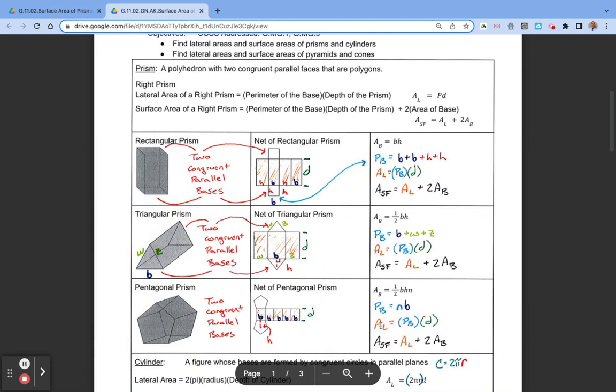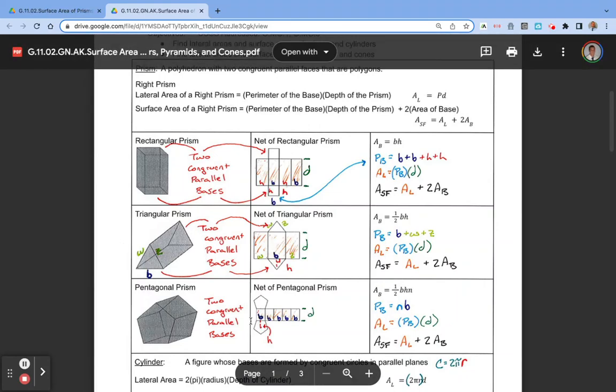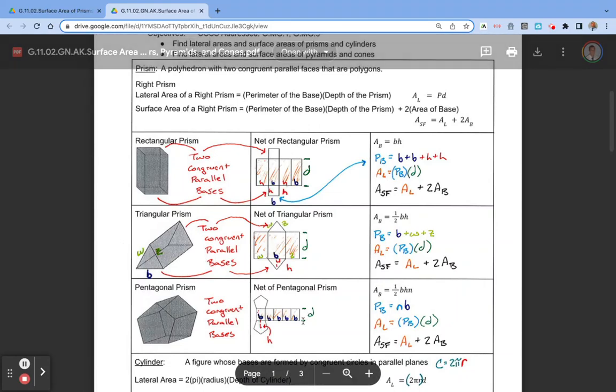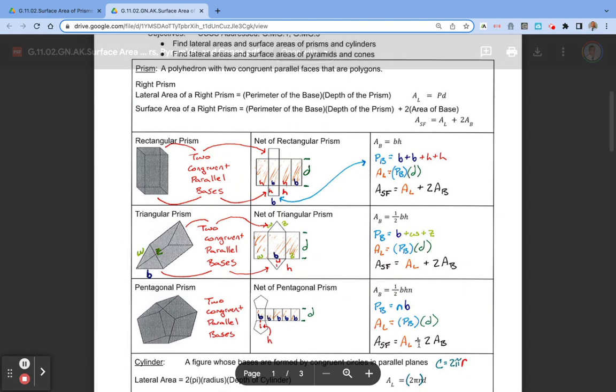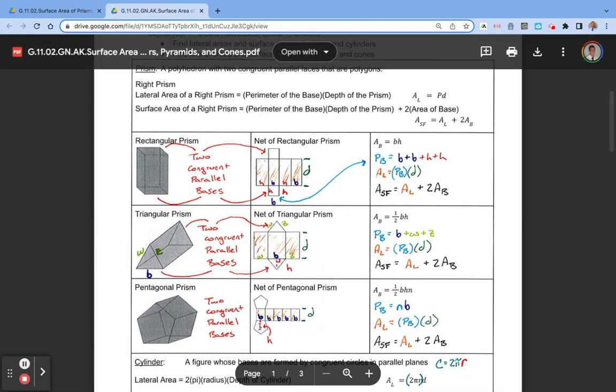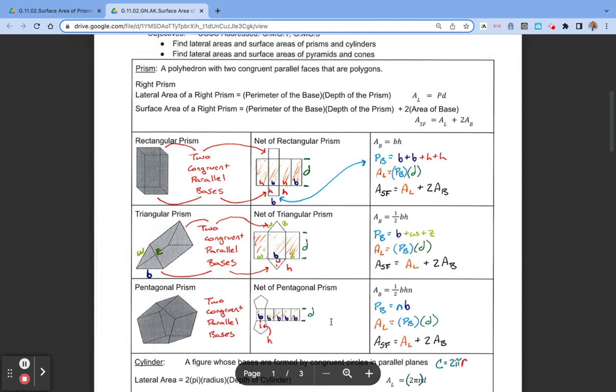And the lateral area, that's that orange shaded region, is the perimeter of the base, which is right here, times the depth. And then we can find the surface area by the lateral area plus 2 times the area of the base. So there's the area of the base, and then there's the other base.